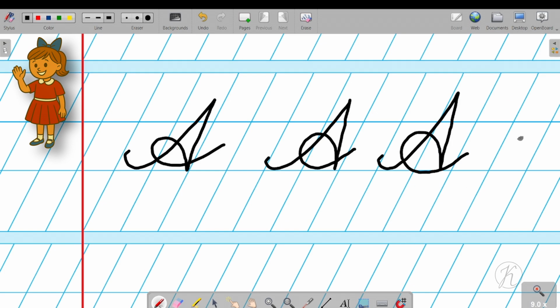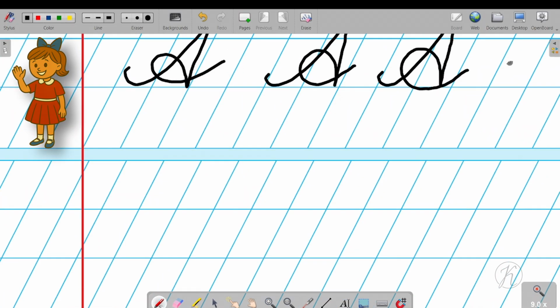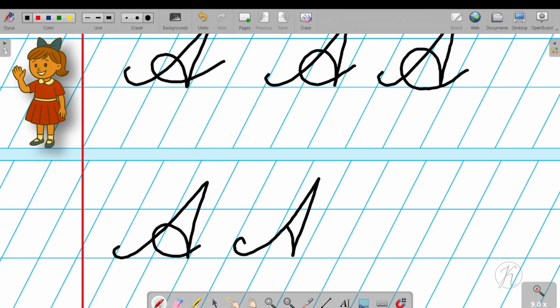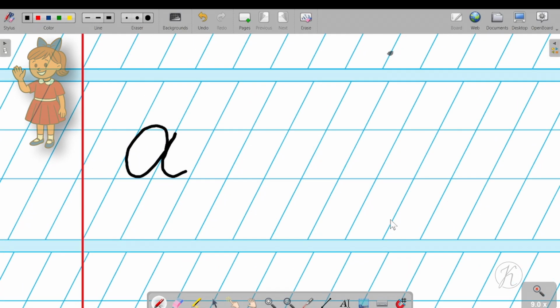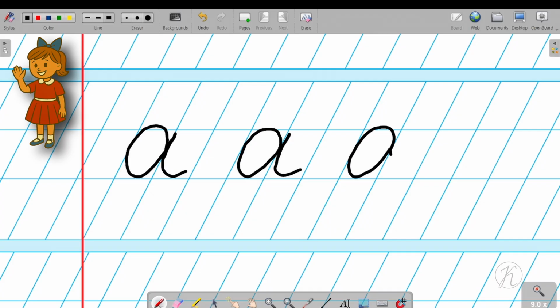Let's practice it a few more times since it's a bit different. Up, down, swoop. Up, down, swoop. Here's the Russian lowercase a in cursive. It's very similar to English, just a little more round. And instead of being straight up and down like English cursive, it has that angle to it.